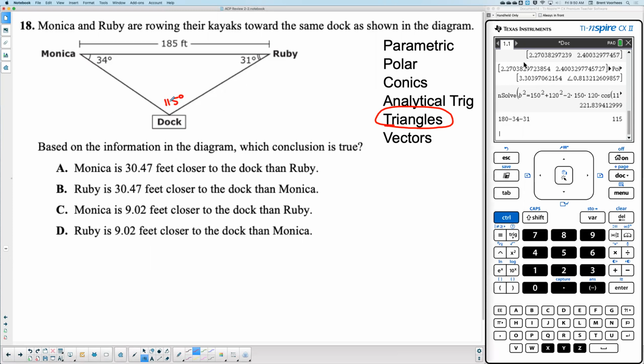115 degrees. By the way, before I forget, this is number 18. Students got this right 50% of the time. That means half of you got it right, half got it wrong. Okay, are we going to use law of sines or law of cosines, Daisy? What do you think?